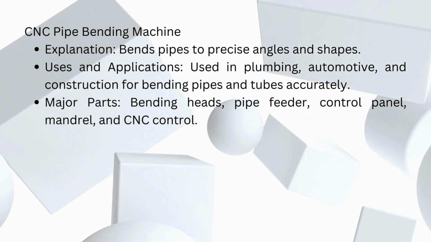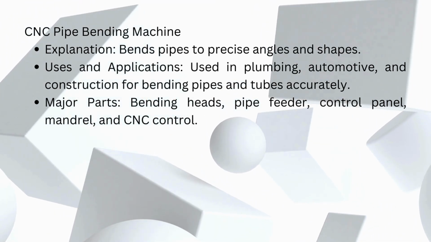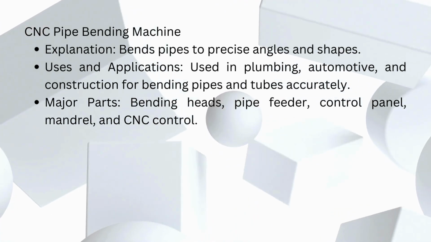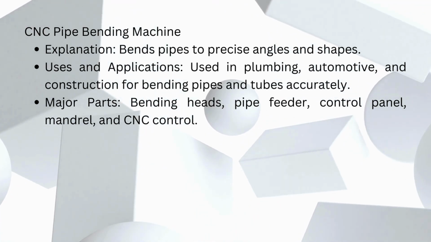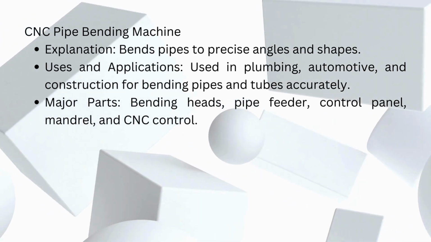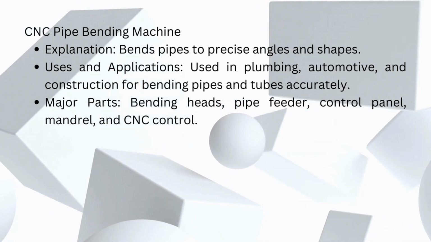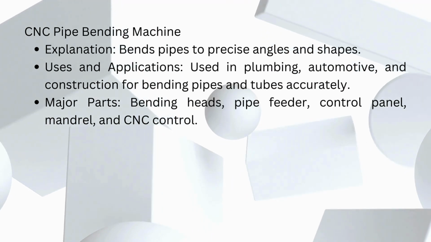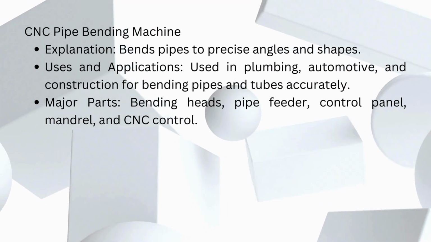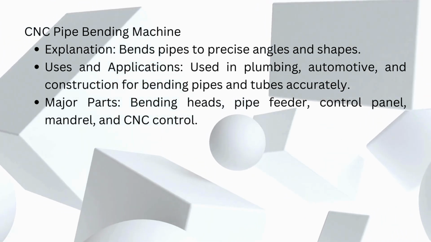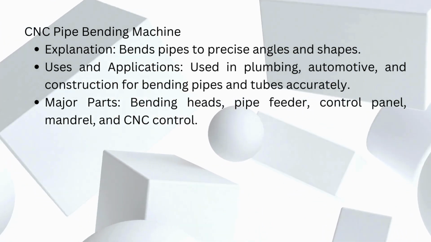CNC pipe bending machine. Explanation: bends pipes to precise angles and shapes. Uses and applications: used in plumbing, automotive, and construction for bending pipes and tubes accurately. Major parts: bending heads, pipe feeder, control panel, mandrel, and CNC control.